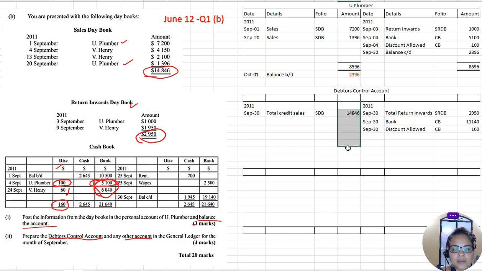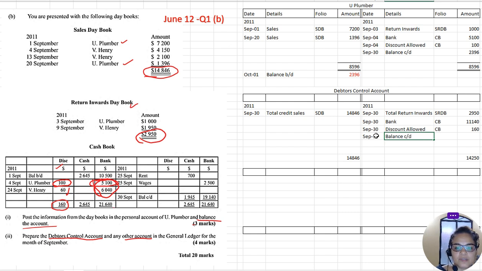Now, to balance your debtors control account is very straightforward as well. If you total the debit side, put in the total in pencil. You total your credit side, you put in the total. Here is 14.8, here is 14.2. So you know the credit side is to have the least amount. So right away on September the 30th, you put your balance carried down.